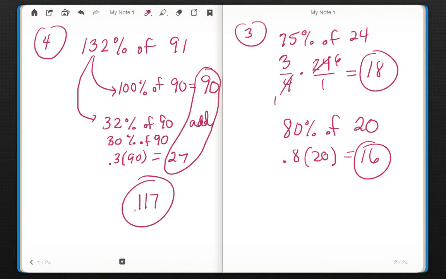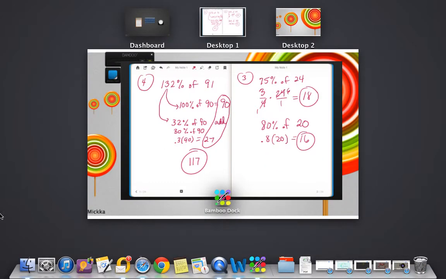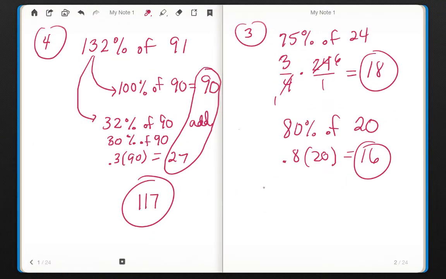That sounds like you didn't estimate. Oh, sorry, I got 118. Oh. 90, if you multiply 90 by 100. Remember, 100% means you have the whole thing. So this is like 1.00 or just 1.